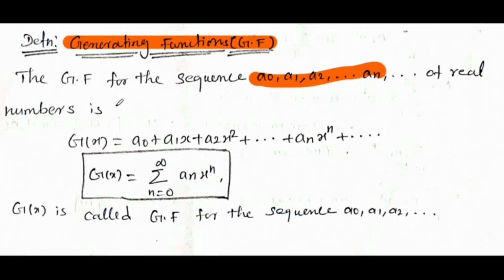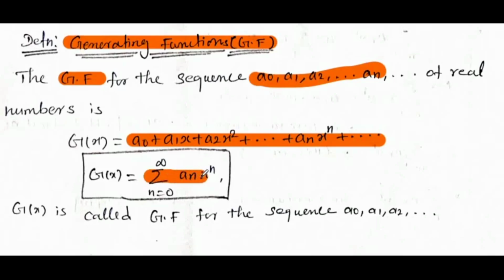Then the generating function g of x for the given sequence is defined as g of x equal to a naught plus a1 x plus a2 x square and so on, plus an x power n and so on. This series can be written as summation n equal to 0 to infinity an into x power n.